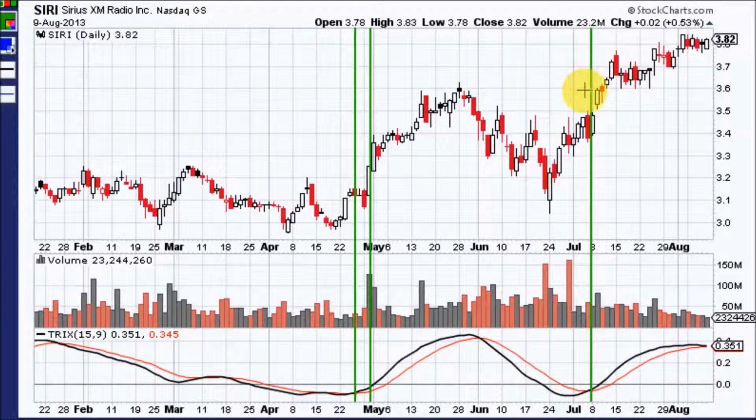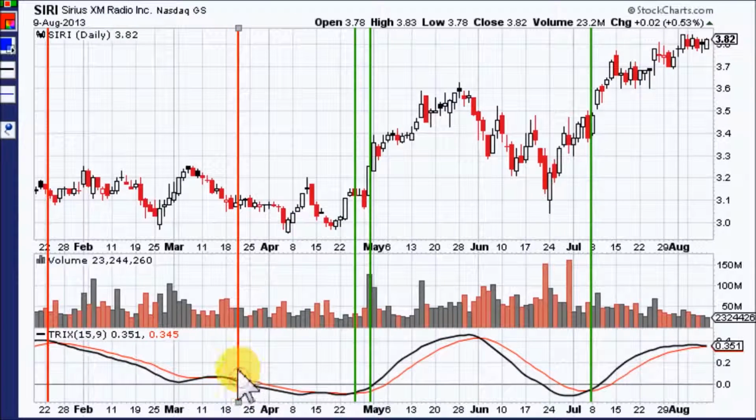So that one worked pretty good. Now let's look at the bearish signals Trix has given here. The first one came right there when Trix crossed down through its signal line. And the stock went down a little. Okay, but it's still positive. It's above zero all the way until right here, where Trix crosses down through zero and the stock goes down.